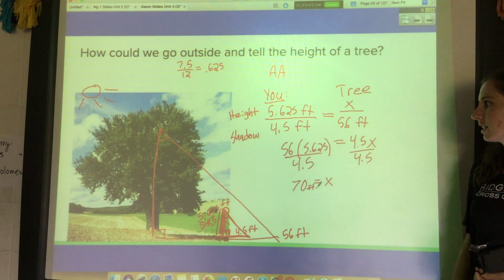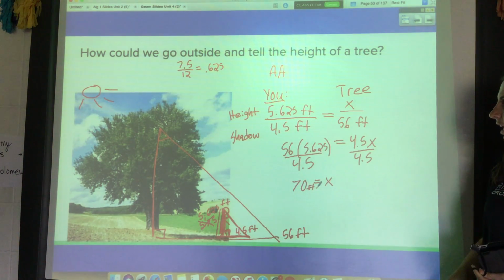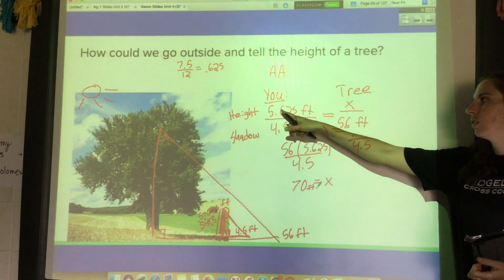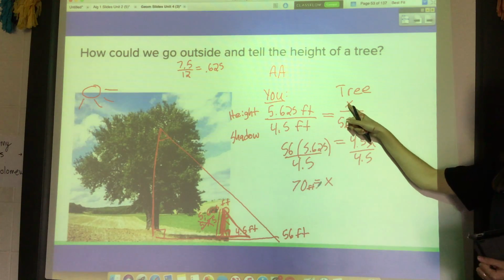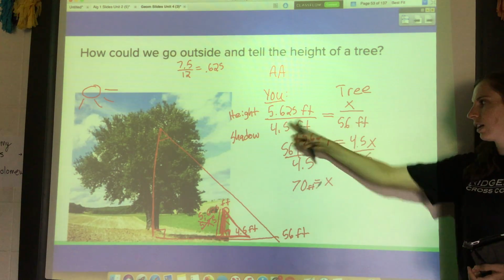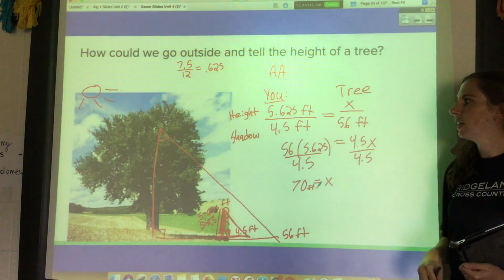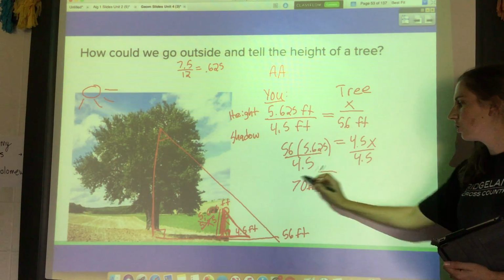You could have also set this up different ways. You could have done 4.5 over 56 equals 5.625 over x. That would work too, like shadow to shadow equals height to height. That would work as well. Let's try another one.